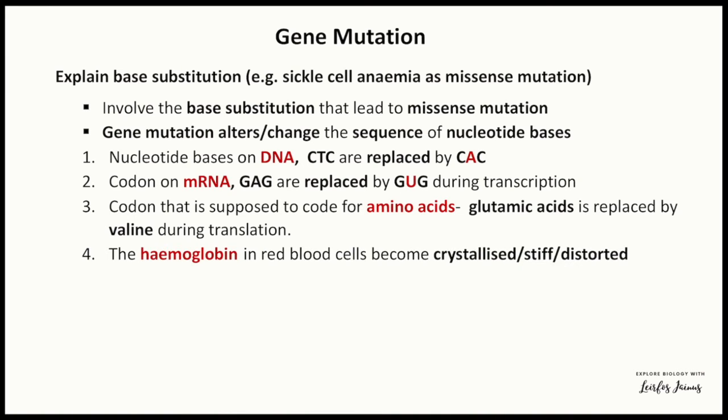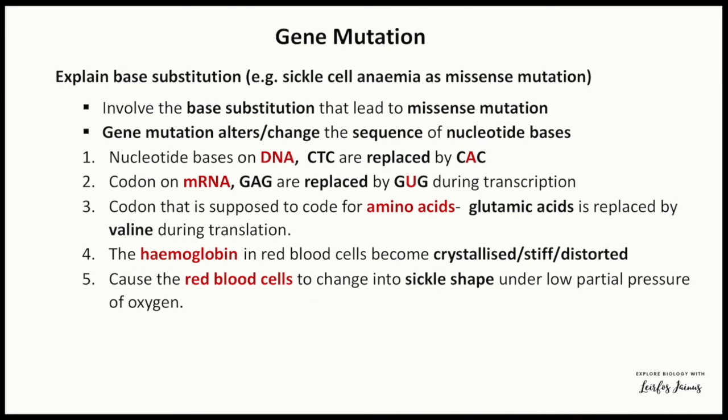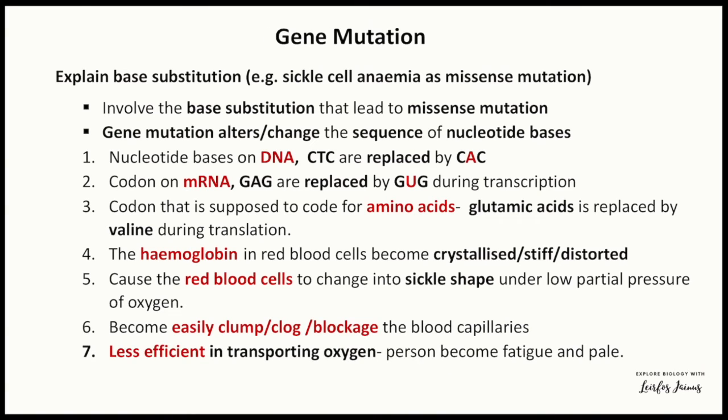The hemoglobin in the red blood cells becomes crystallized, stiff or distorted. That will cause the red blood cells to change into a sickle shape when the partial pressure of oxygen decreases. This will cause the red blood cells to easily clump or clog, or form a blockage in the blood capillaries. That will make the transport of oxygen less efficient.